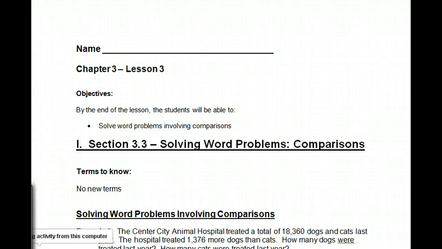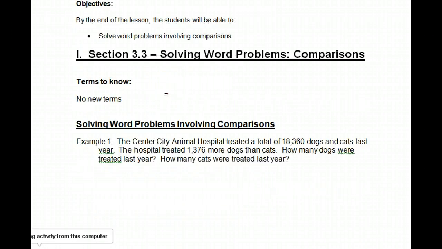By the end of the lesson, you should be able to solve word problems involving comparisons. There are no new terms for this lesson, and we are going to begin with our first example.